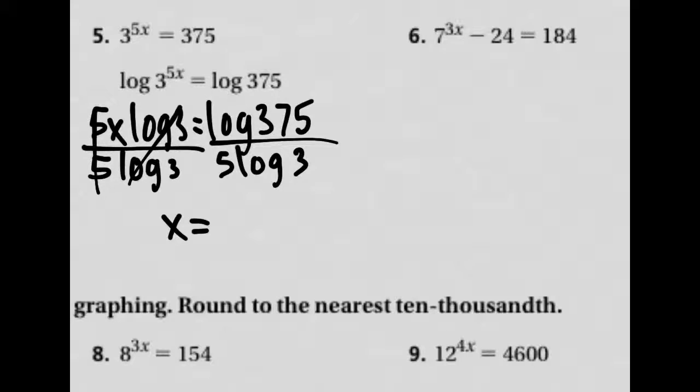Now all of that work, you just need to do it in the calculator. Do it slowly, do it carefully so that you don't mess up. Log of 375 divided by 5 log of 3. You can enter it all on the calculator at the same time. My calculator is giving me an answer as x equals 1.0790. If you're not getting that, check your calculator. Do the numerator. The denominator is 5 times log of 3, and then do the division. That's what you should get.